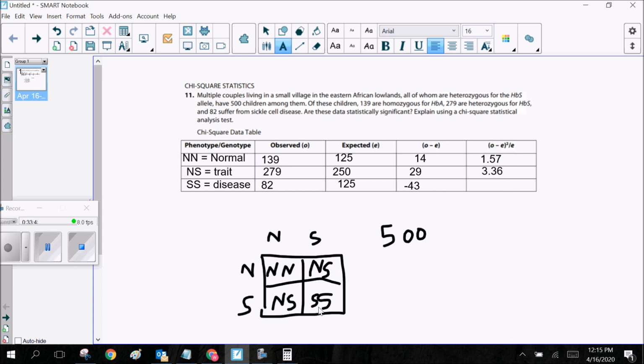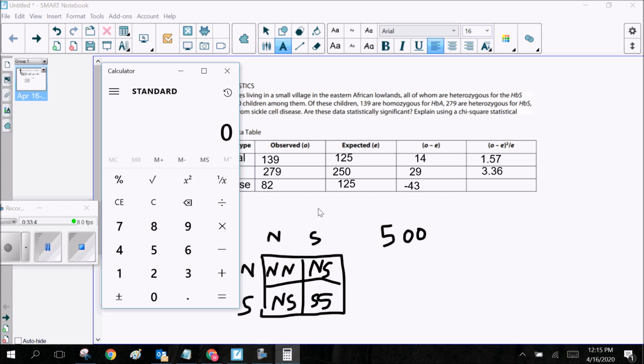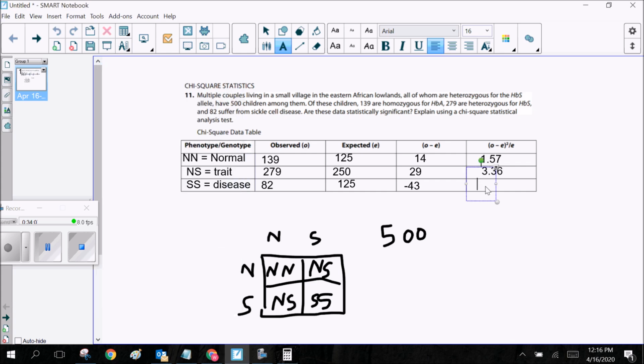And then, this is the beauty of this, negative 43 times negative 43 is just the same as 43 times 43. So I can just put 43 squared, and it'll be positive either way. And then I can go ahead and divide by my expected, which is 125. And that is going to give me 14.80.